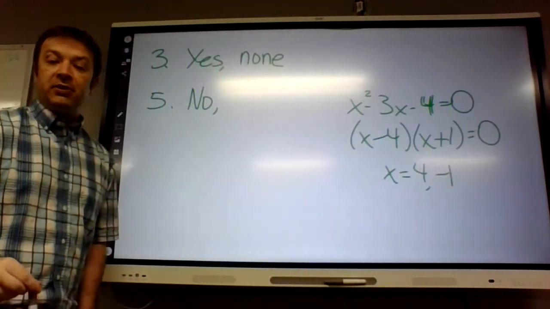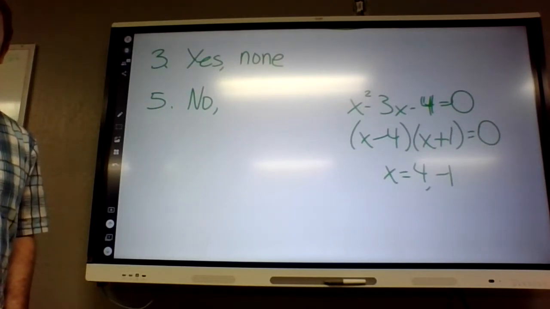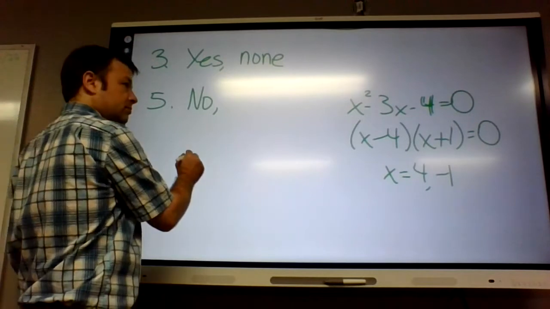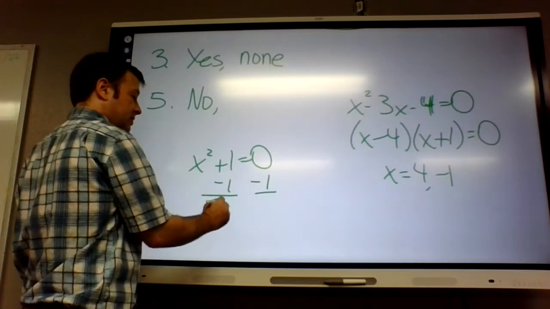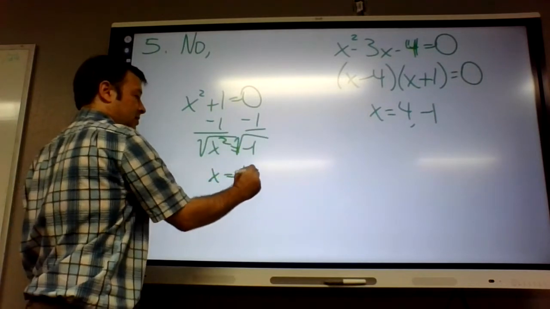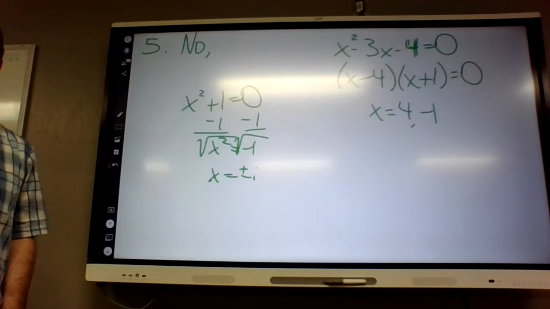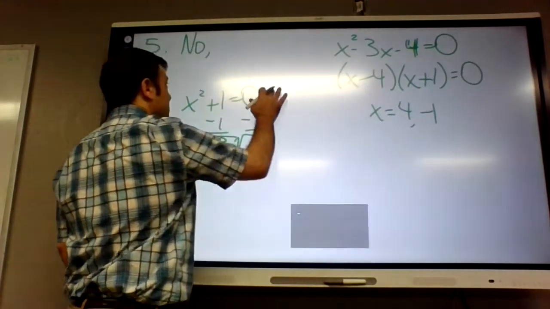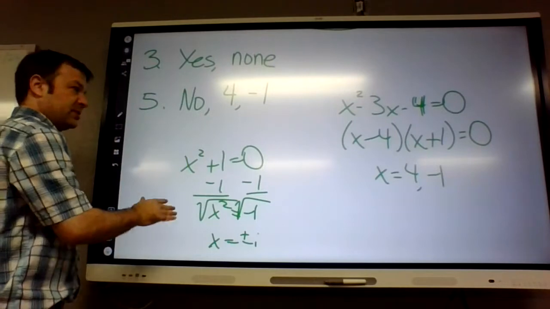Okay, we just gotta make sure neither of those make the denominator 0. Does either of those make the denominator 0? The only thing that can make the denominator 0 is plus or minus i. Okay? If you plug in -1, squared is plus 1 plus 1. So no, it does not make it 0, so these are both okay is what I'm saying. So the two zeros of the function are 4 and -1.